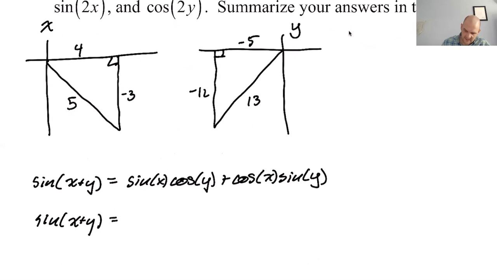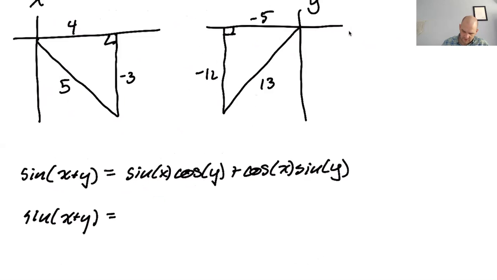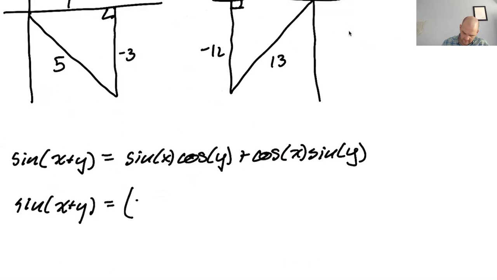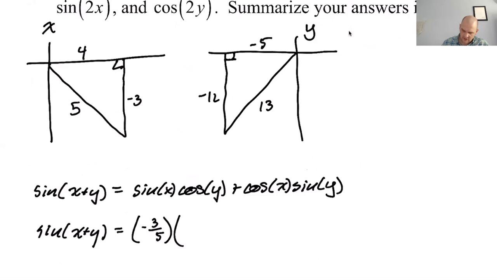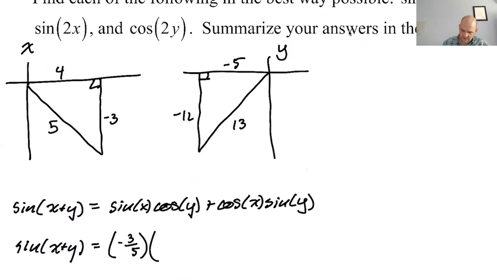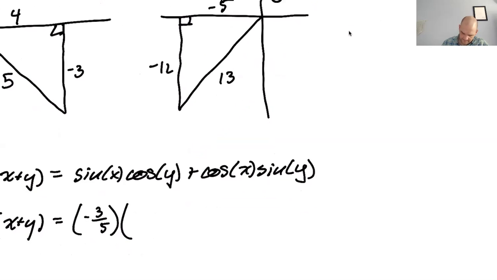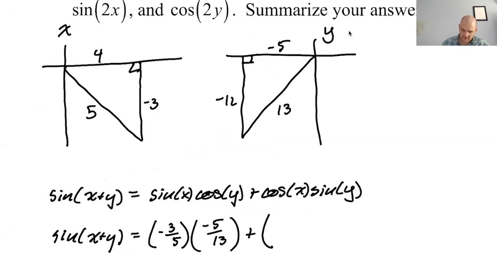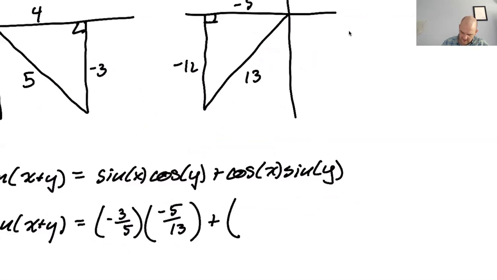So I need the sine of x, right? So you go to x, sine is negative 3/5. So we're going to put that in. So quantity negative 3/5 times cosine of y. So we go up here, cosine, adjacent over hypotenuse, negative 5/13, plus cosine of x. So we go back over here, adjacent over hypotenuse, 4/5.